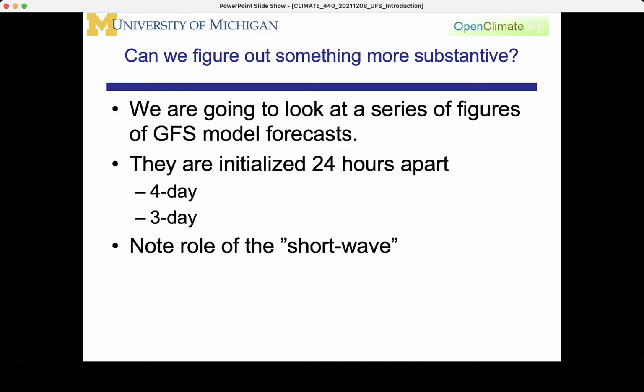We saw that. Can we figure out something more substantive? So now I'm going to look at another series of figures of just GFS model forecasts.